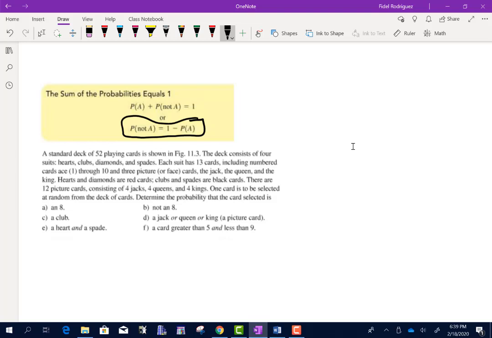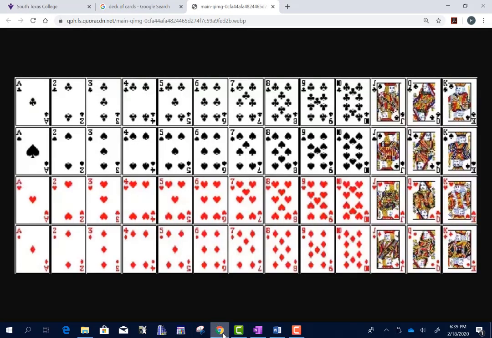Okay, so it says a standard deck of 52 playing cards is shown in the picture. So guys, give me 1 second. Here's our picture. These are my deck of cards. So one thing I want you to notice, we have 4 suits. We have the clubs, the spades, the hearts, the diamonds, okay? These are our face cards, right? So Jack, Queen, King, Jack, Queen, King, Jack, Queen, King, Jack, Queen, King, okay? We have 4 aces, 4 twos, 4 threes, so on and so forth, okay?